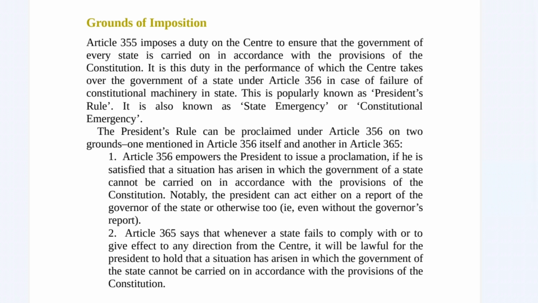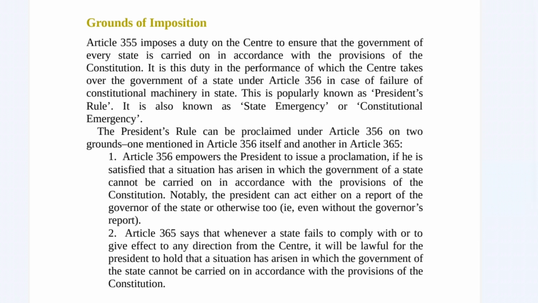It is this duty in the performance of which the center takes over the government of a state under Article 356 of the Constitution in case of a failure of constitutional machinery in the state. It is popularly known as President's Rule or state emergency or constitutional emergency. The President's Rule can be proclaimed under Article 356 on two grounds. One mentioned in Article 356 and another in Article 365 of Indian Constitution.